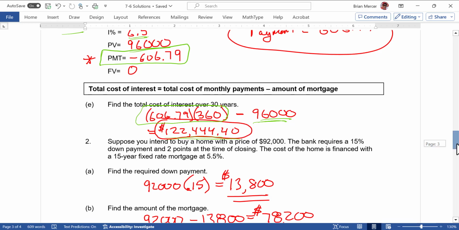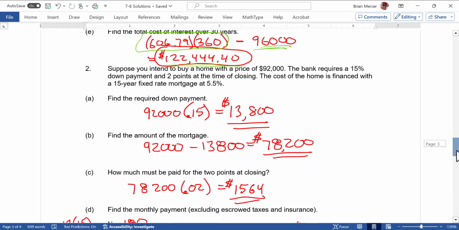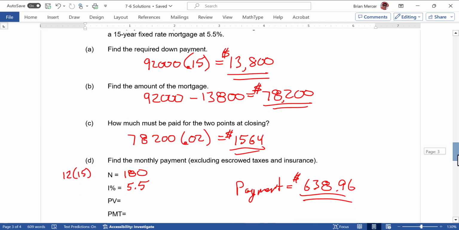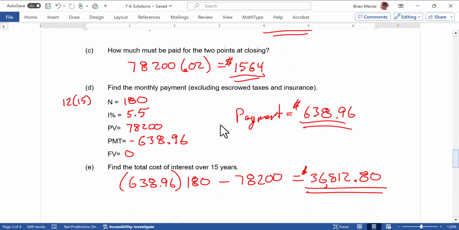Let's see, there's another question, very, very similar. And so you get your down payment, you take that off, there's how much you're borrowing. There's your points if you're going to pay points, and I don't think Alex asks you about points very often or ever. So this one is only a 15-year loan, so 12 times 15 is 180. Interest rate, present value, and then there's where you calculate the payment. That came out to be $638.96.